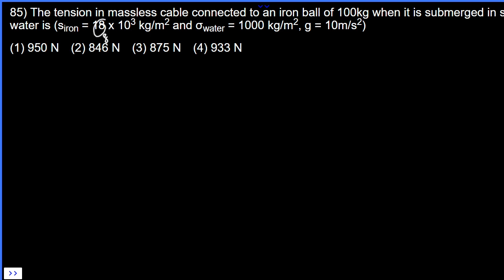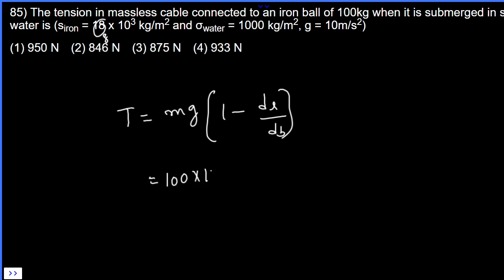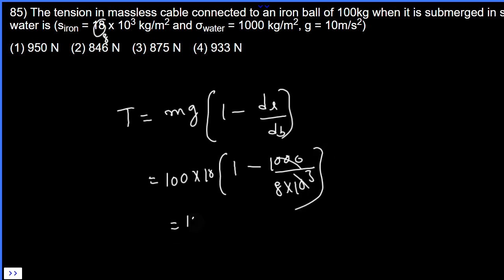So in this case, the tension when the iron ball is submerged in the liquid is equal to mg times (1 minus d_l by d_B), the density of the liquid by the density of the ball. So here m is 100, g is 10, 1 minus density of liquid 1000 by density of iron, that is 8 into 10 cube. After simplification, 10 cube gets cancelled. It is 10 cube into 7 by 8, which is equal to 10 cube into 0.875, which is equal to 875 Newton.